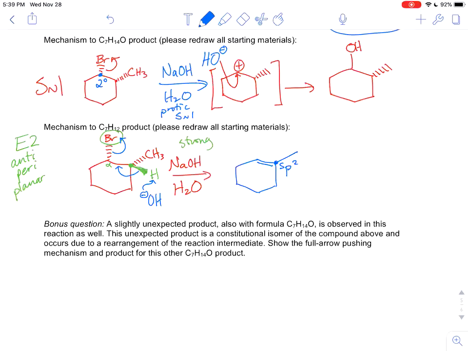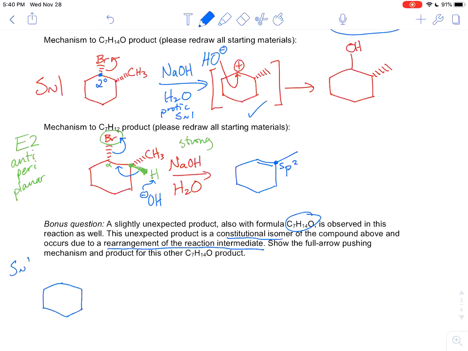Bonus question: unexpected product, same molecular formula observed. The unexpected product is a constitutional isomer, so it still has the same molecular formula, different connectivity. It's not a stereoisomer, but it's due to a rearrangement of the reaction intermediate, and that's consistent with what we had here, that we had, once again, an actual carbocation intermediate, as opposed to an SN2 reaction that does not have an intermediate.